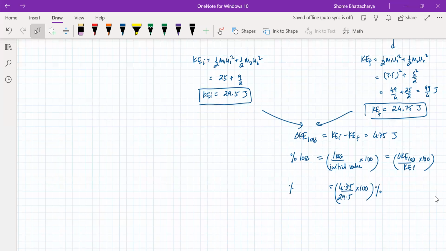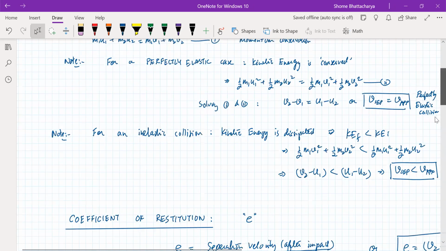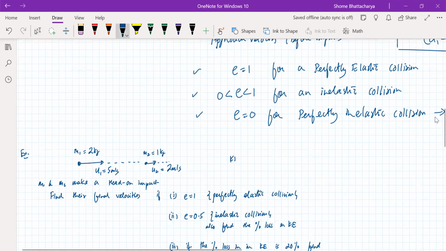So this is the percentage loss in kinetic energy. Okay, so move on to the next part. KE initial will be 27. Now, half m2 is 1 and u2 is 2 square. Let's see the values once more. What is the initial kinetic energy? It is half into 2 into 5 square, that's 25.